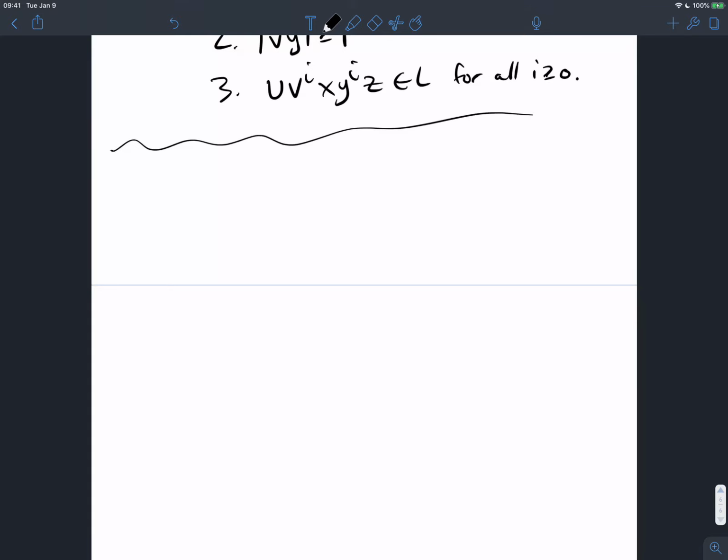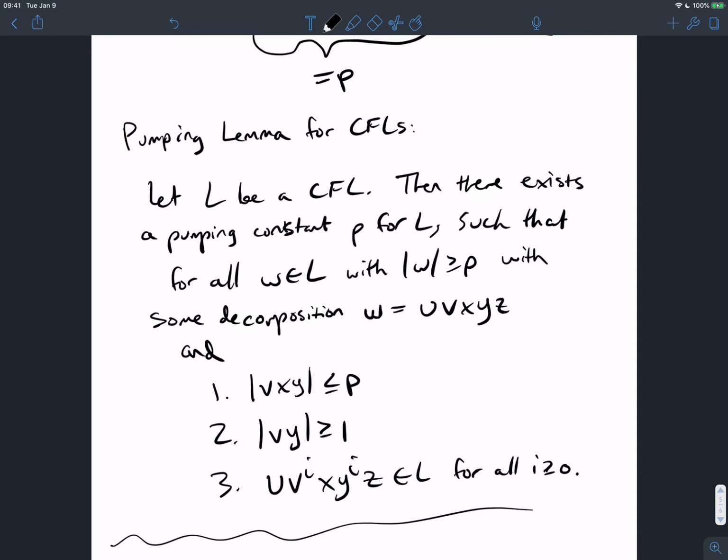So I have a question about what we were just talking about before the break. You said that VXY could appear anywhere within the string? Yes, because it's not a prefix or a suffix of the string, because we have the U and Z parts at the front and end. So it couldn't appear at the very beginning of the string? It could.